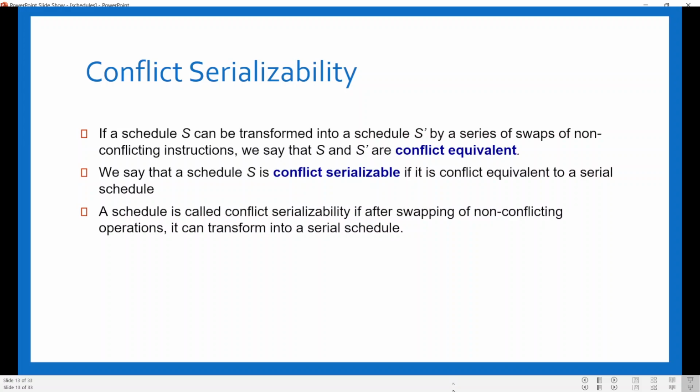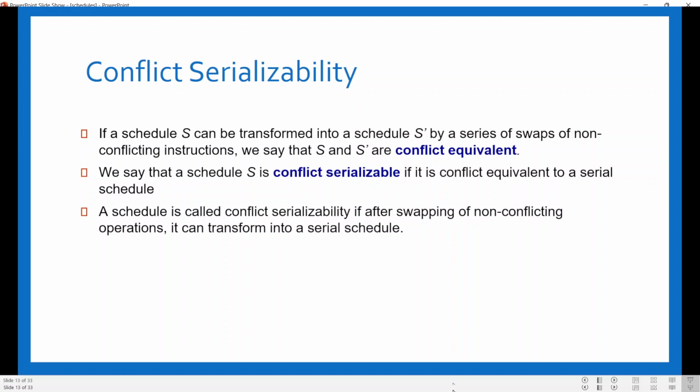So what is conflict serializability? A schedule can be transformed. Suppose we have a schedule S. If we can transform that schedule S to another schedule S dash by a series of swaps of non-conflicting instructions, then we can say that S and S dash are conflict equivalent.